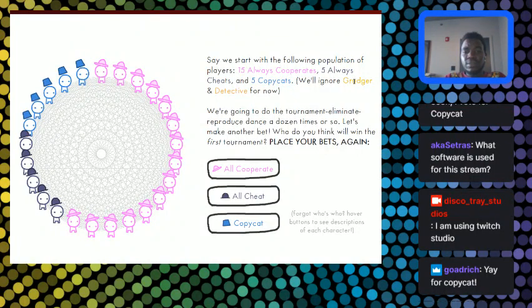We'll ignore Grudger and Detective for now. We are going to do the tournament, eliminate, reproduce step 1,000 times. And so, let's make another bet. Who do you think will win the first tournament? Place your bet.